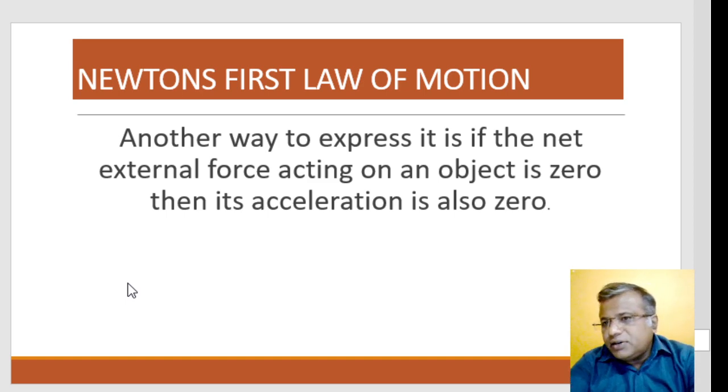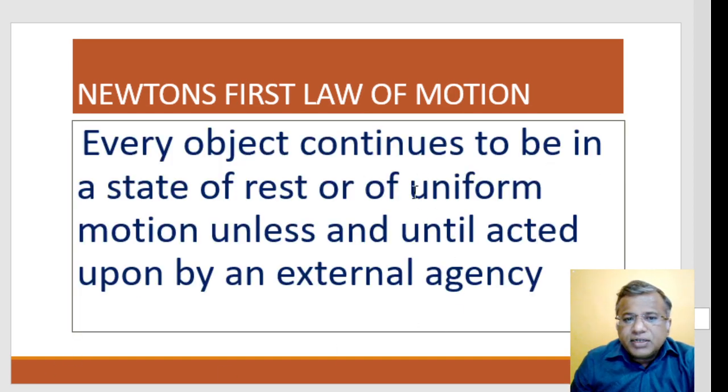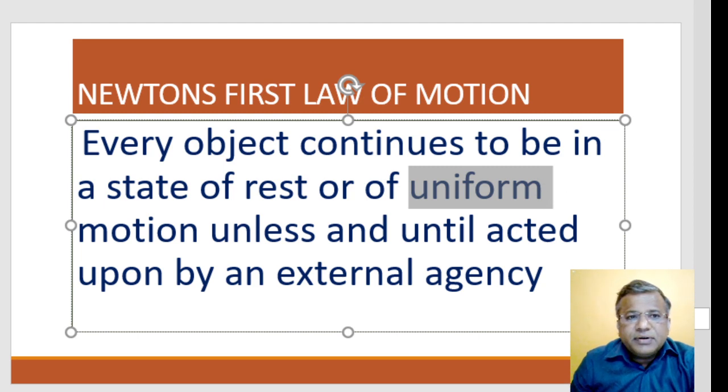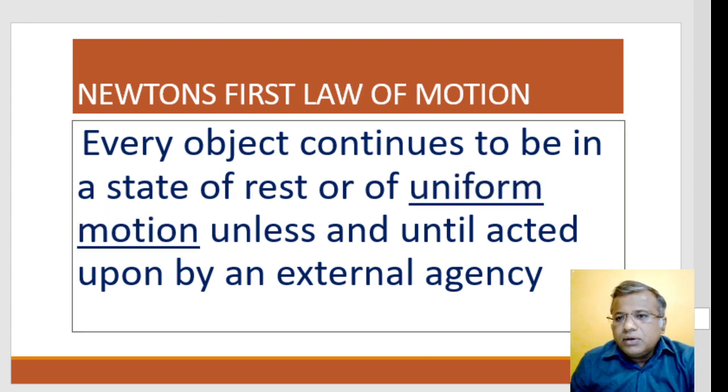I'll just go back to this important point over here, and we'll underline this word here. The word I am trying to underline here is uniform motion. Now I didn't say that any motion here. As a student, you have to understand this word uniform motion basically means a motion where neither there is an increase in velocity, neither there is a decrease in velocity.